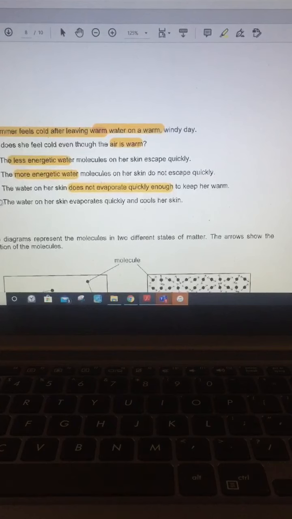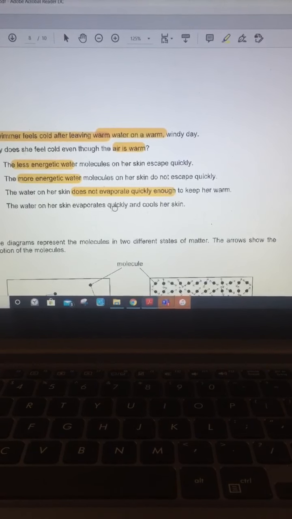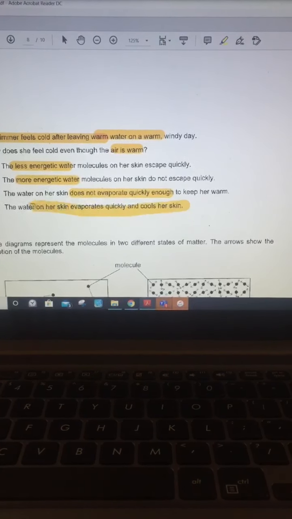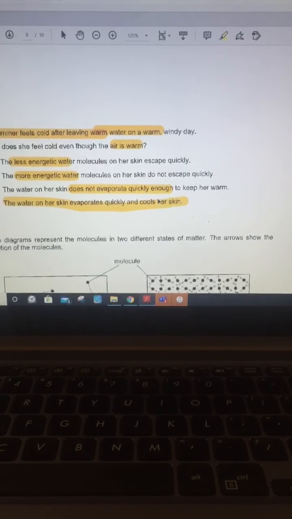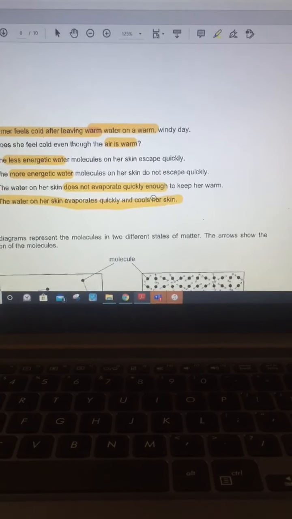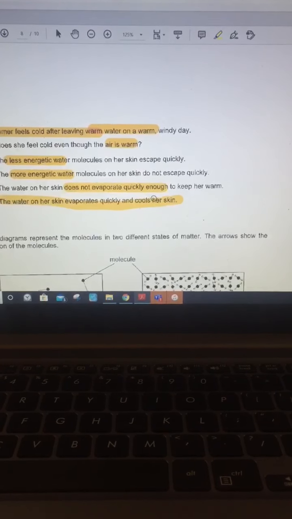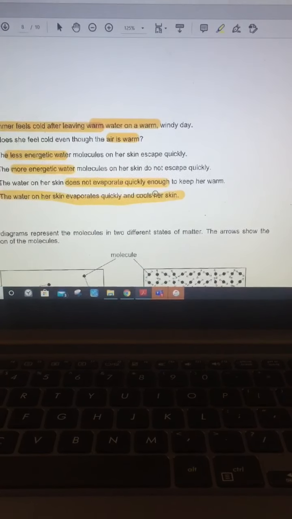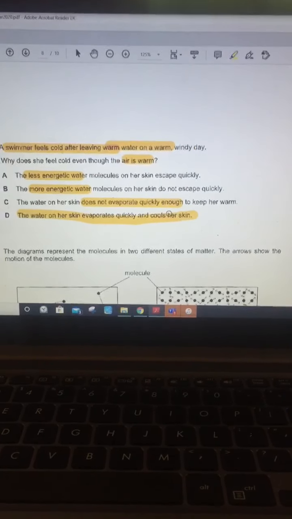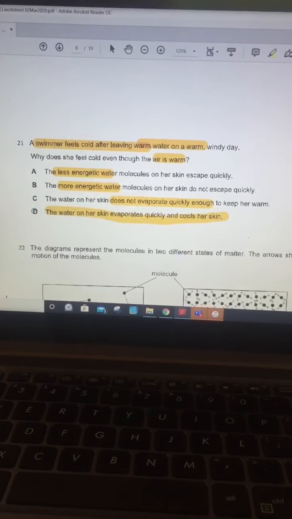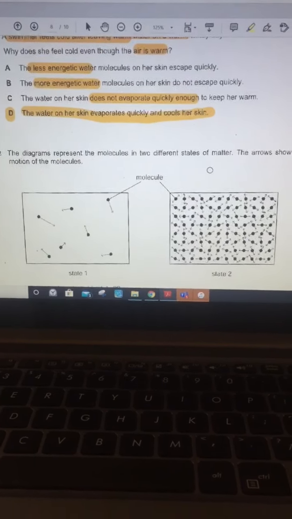So I think the answer is D, the water on her skin evaporates quickly and cools her skin. Yeah, that's right. So how does it cool it? This is what happens. As I said earlier, the average kinetic energy decreases, so the remaining liquid's temperature decreases, heat goes from your body to the liquid, so your body temperature decreases. So the answer for 21 is D.